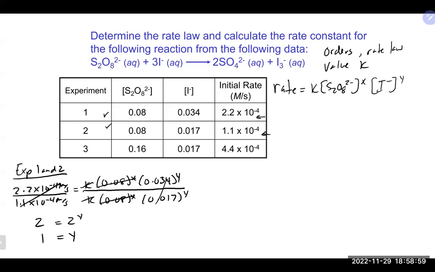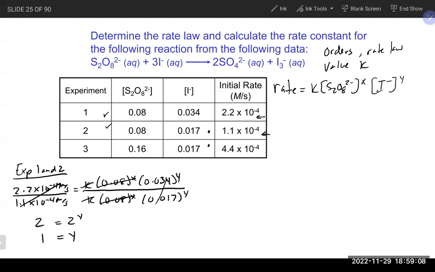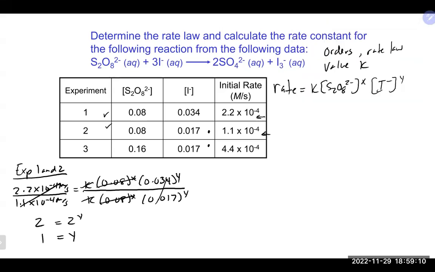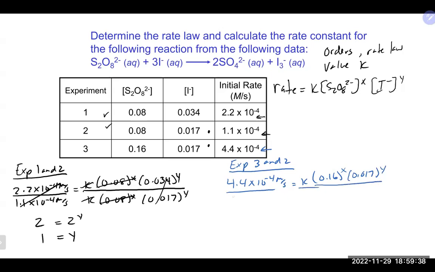At this point, I'm going to go back to the table. And now I really want to keep I minus constant, which means experiments 2 and 3 will do that for me. That will vary my other reactant. So looking at experiments 3 and 2, I'm going to put 3 up on top because it does have the larger rate. So everything from experiment 3 will go up on top, and 0.017 to the y. Everything from experiment number 2 will go on the bottom.